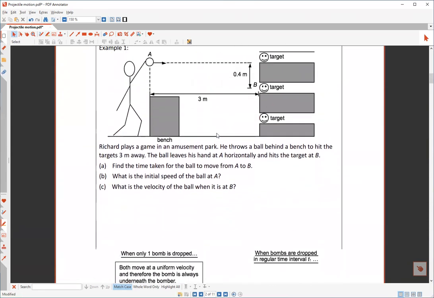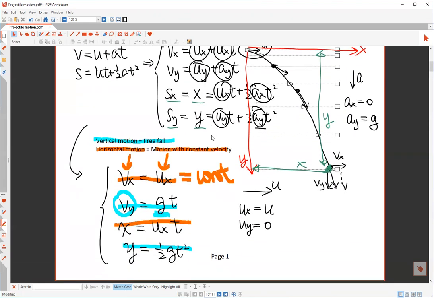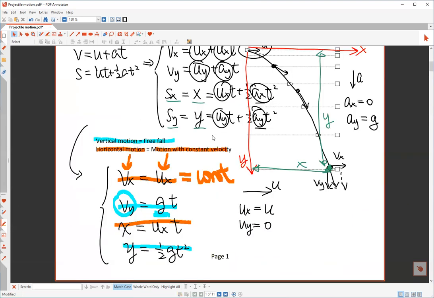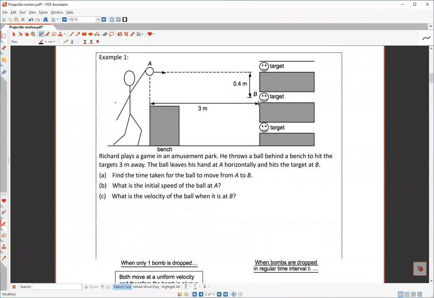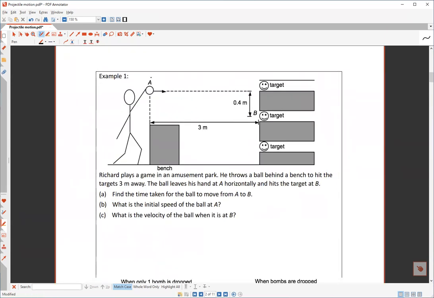So this is the first example. You know that no equation is given in the question. So I hope you can write down or derive these four equations, whenever you see the question, and then you substitute for this question.